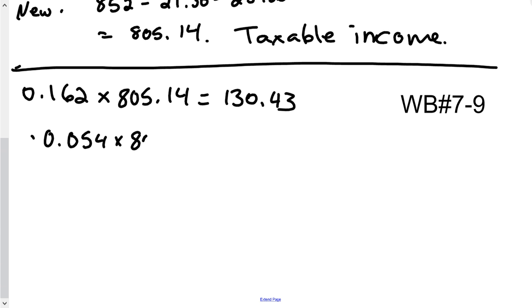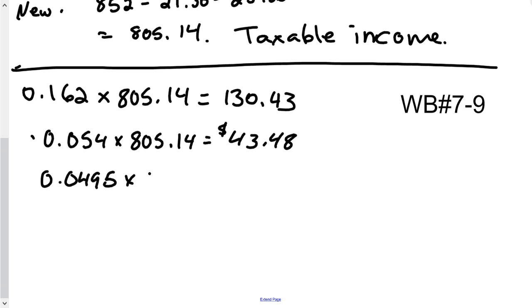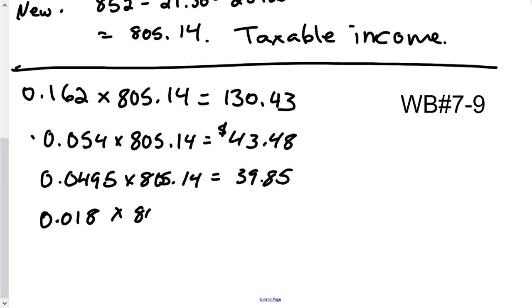Then it is the provincial tax of 0.054 times 805.14. And our last one is our CPP. Sorry, I still got the EI. 39.85. And the EI of 0.018 times 805.14 is 14.49.